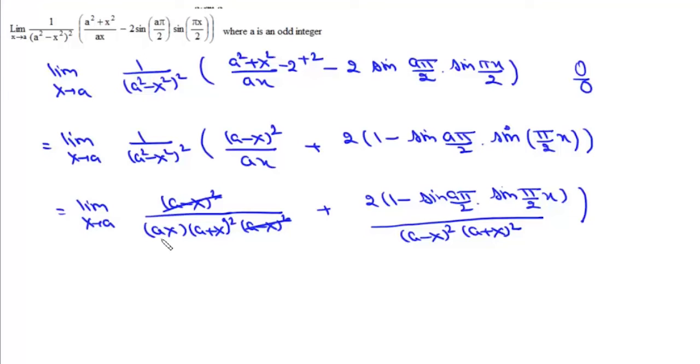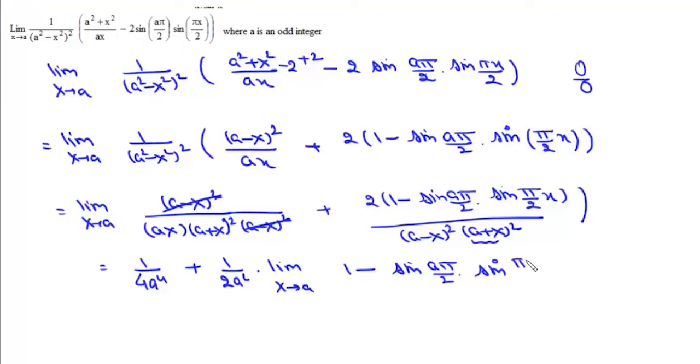Now we put x as a, we'll get this as a square plus 2a square. So there will be 1 upon 4 a to the power 4 plus. Now here we don't have a problem with this a plus x. So it will be this 2a whole square, so it will be 4a square. We'll cancel this 2 with 4. So we can write this as 1 by 2a square into this limit x tends to a, 1 minus sine a pi by 2 into sine pi x by 2 upon a minus x whole square.